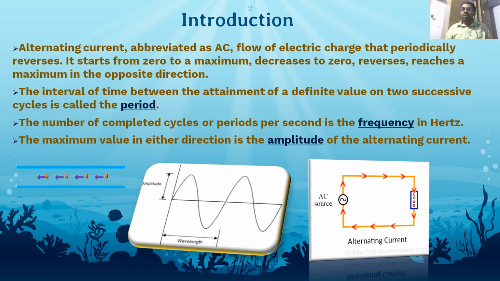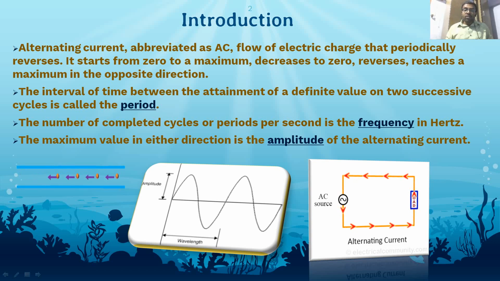Okay, so this is also flow of charges only, flow of electric charges only. Okay, but this flow of charges is moving alternatively. Okay, so from zero to maximum position, and then maximum to zero position, and then zero to negative maximum position. Like, look at this diagram. It shows the clear information on this introduction.